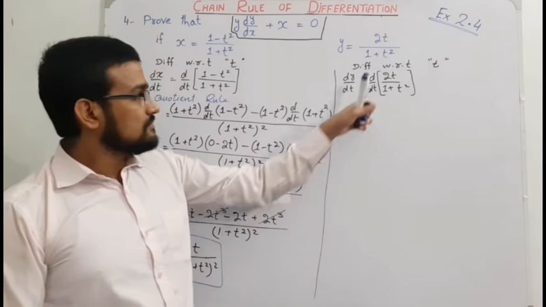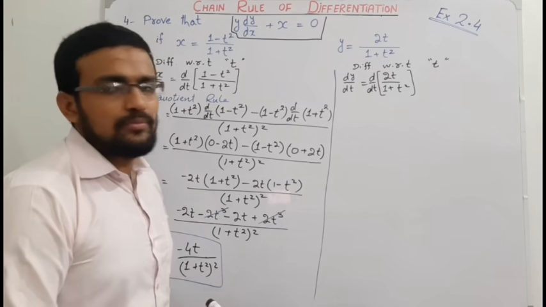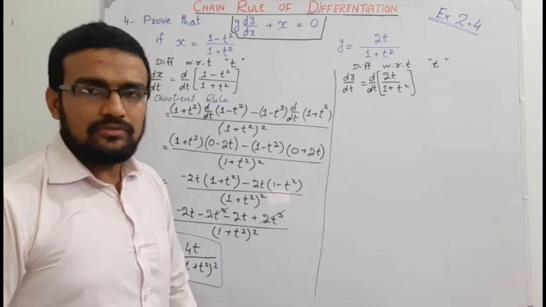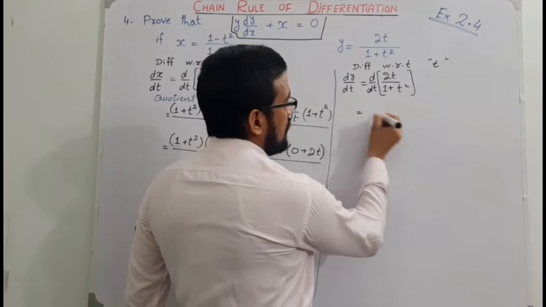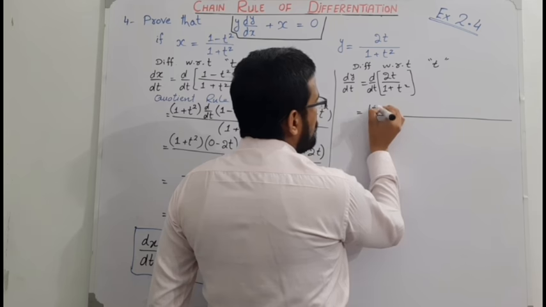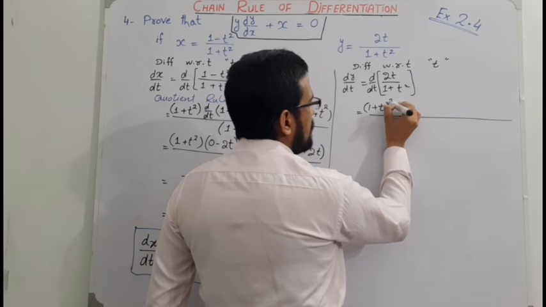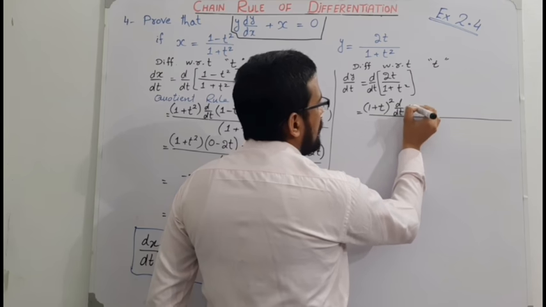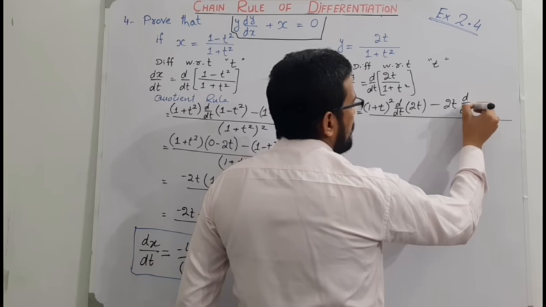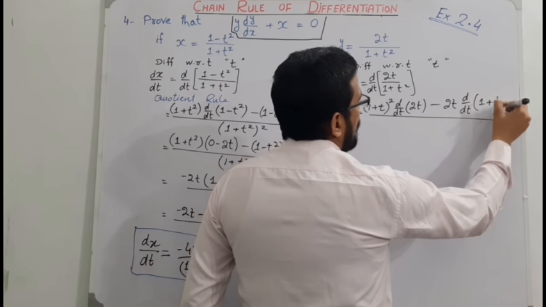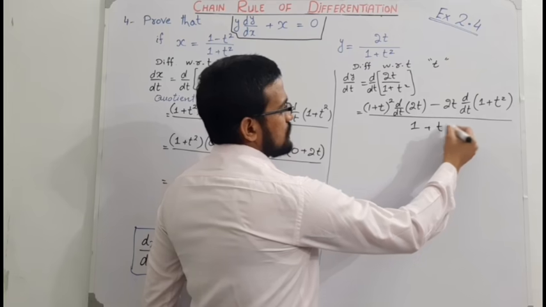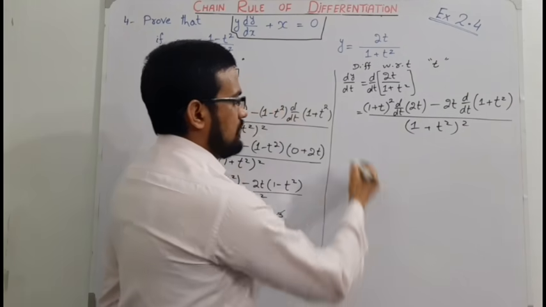Here students, t in numerator and denominator in both, it means we also use the quotient rule. Again use the quotient rule, and according to the quotient rule: 1 plus t square, and derivative of 2t, minus 2t as it is, and derivative of 1 plus t square, divided by 1 plus t square whole square.